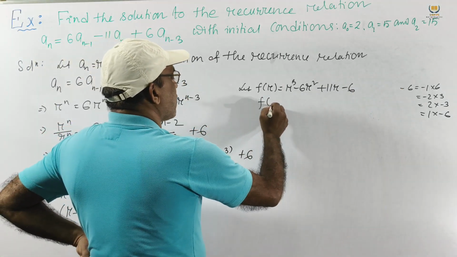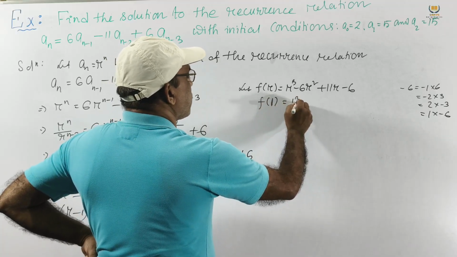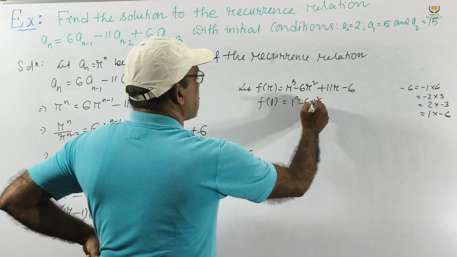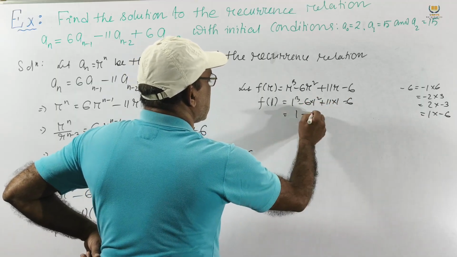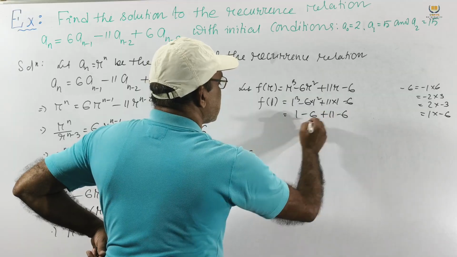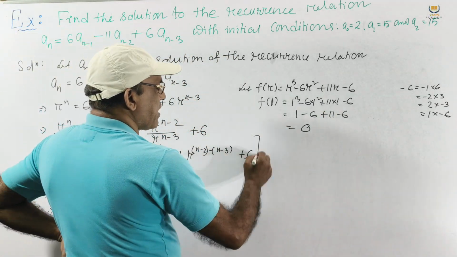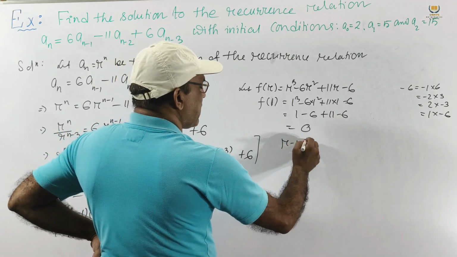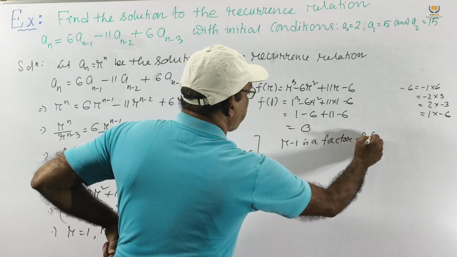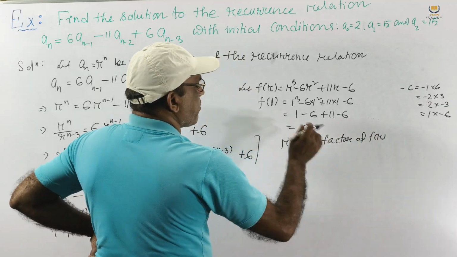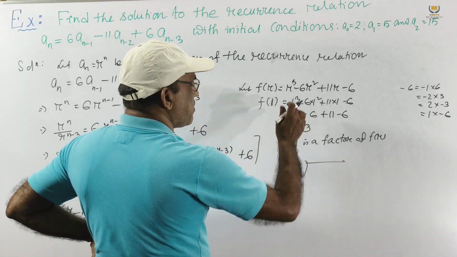First we put r equal to 1. Then 1 cubed minus 6 into 1 squared plus 11 into 1 minus 6, that is 1 minus 6 plus 11 minus 6, gives 0. This is 0, therefore r minus 1 is a factor of f(r). That means if we divide f(r) by r minus 1, the remainder will be 0.